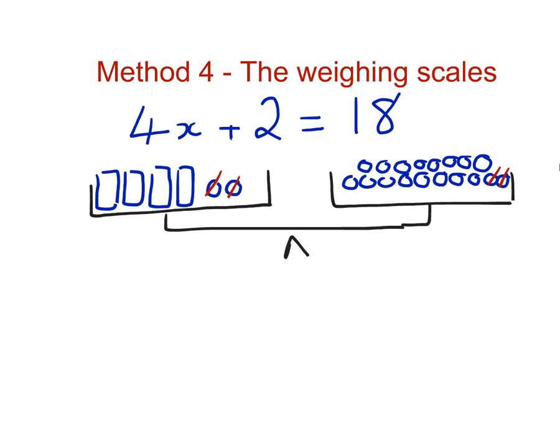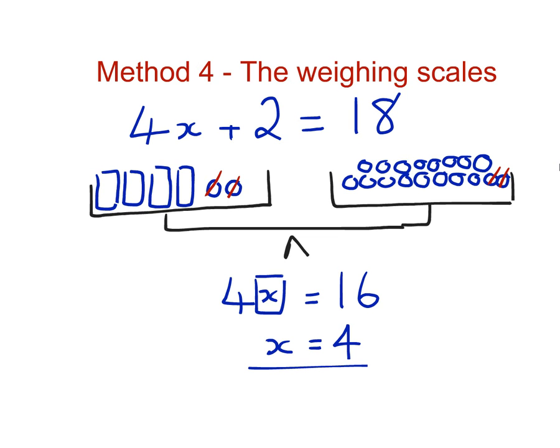So now I have 4 boxes, 4 somethings, is equal to 16 coins. 4 somethings is 16. Well, that just means that x is 16 divided by 4, which is 4. And there we have the 4 different methods.